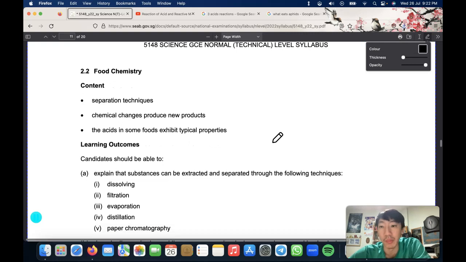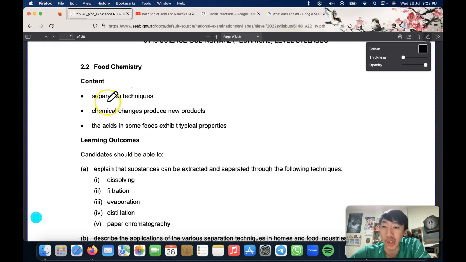Right, so in this chapter we learn about the different separation techniques. Then we learn about some chemical changes that produce new products, and then the acids in some food.